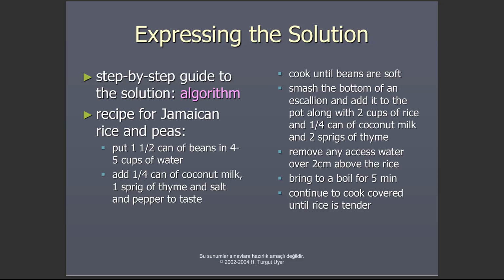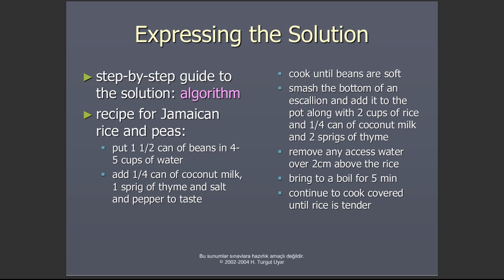And expressing the solution, the final subject. How to express a solution to a problem. To solve a problem, we need a step-by-step guide. The guide is called an algorithm. If you know something about algorithms, it will be very easy. An algorithm is like a recipe. If you don't know, for example, let's look at the recipe for Jamaican rice and peas.